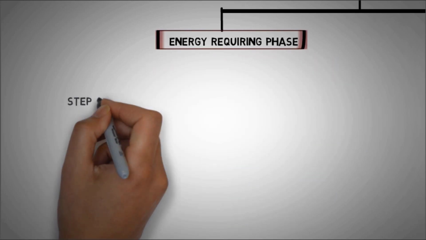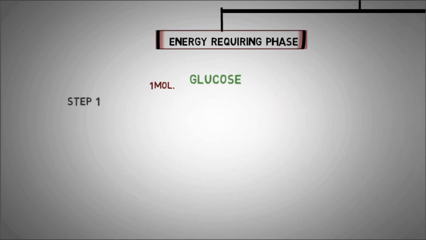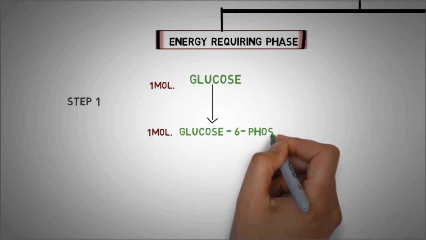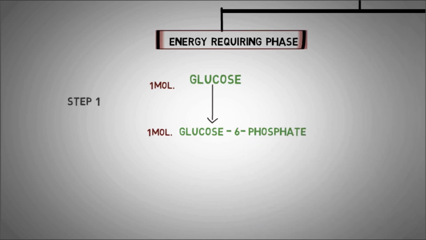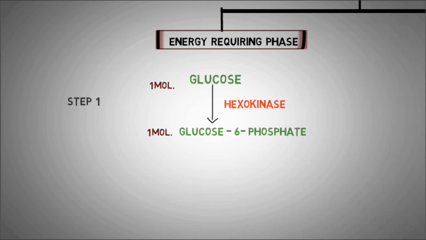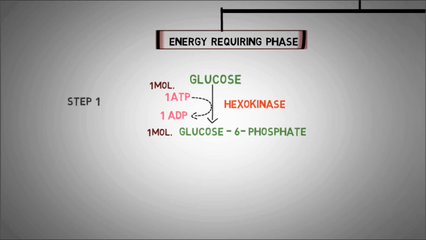In step 1, one molecule of glucose is converted into one molecule of glucose 6-phosphate. The enzyme used in this reaction is hexokinase. Hexo means 6 and kinase is used for phosphorylation. In this process, one ATP is used up and converted into ADP. Magnesium ions are also used in this reaction as a catalyst.